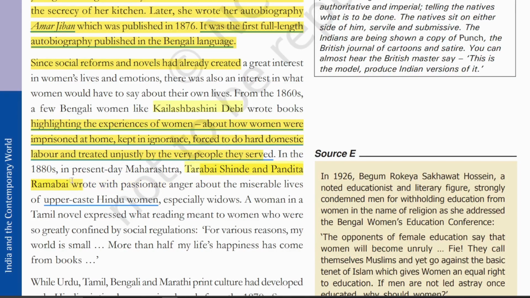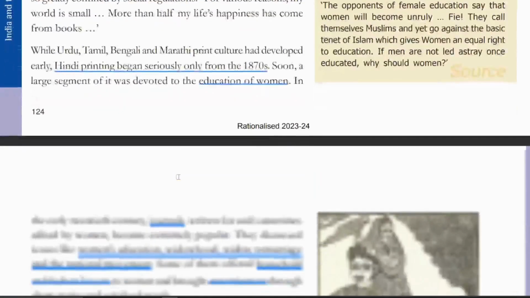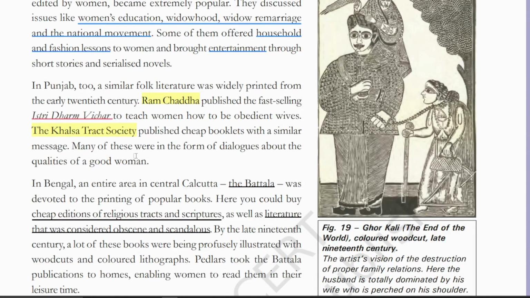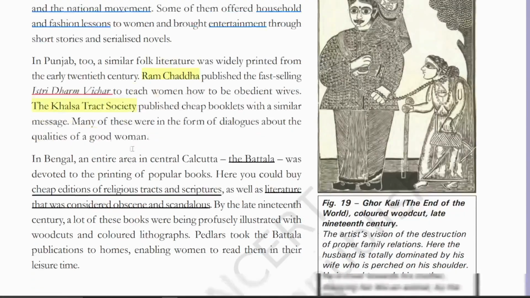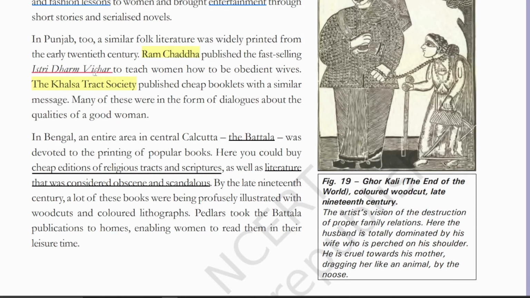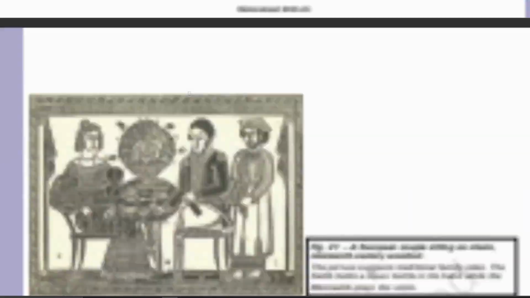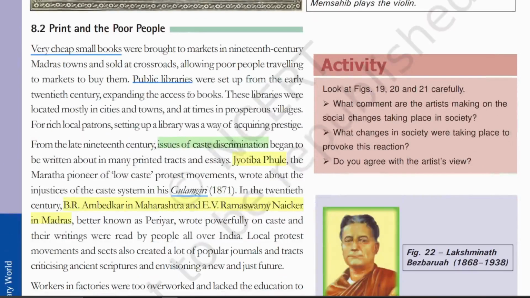Tarabai Shinde, Pandita Ramabai, upper caste Hindu women, especially widows, were able to write and express themselves because of print. These are all different stories and different words that you have to remember, like Ramachandra, Khalsa Tract Society. These are very, very important. The Battala, cheap editions of religious tracts. These are all very important.